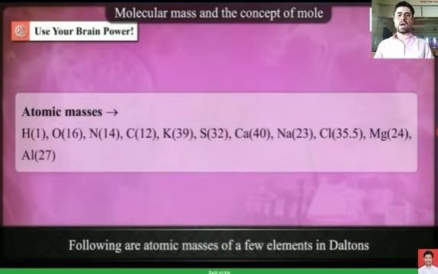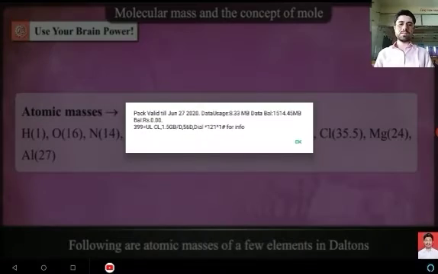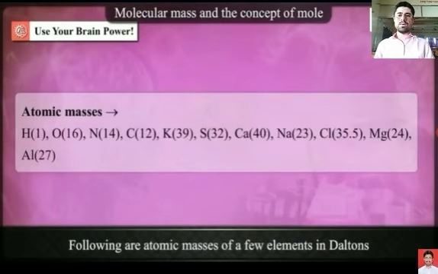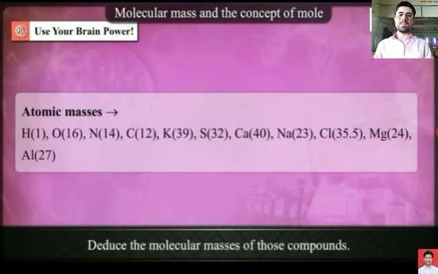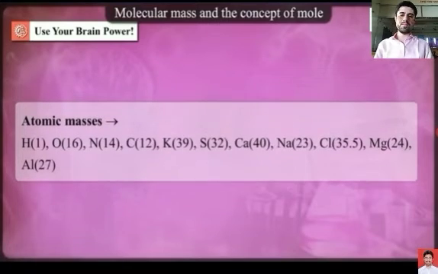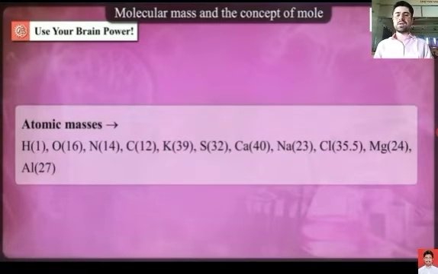So, following are the atomic masses of a few elements. All are requested to note down these elements along with their atomic masses. As we all know, hydrogen has atomic mass equal to 1. Oxygen has atomic mass equal to 16. Nitrogen has atomic mass equal to 14. Carbon has atomic mass equal to 12.